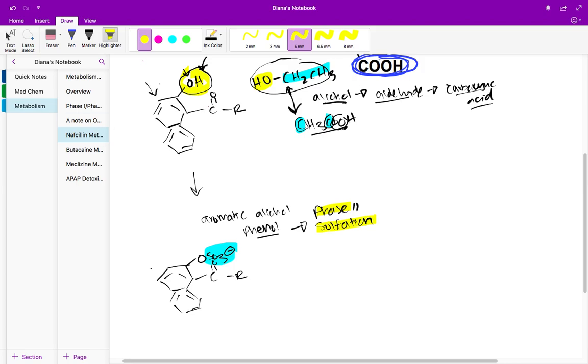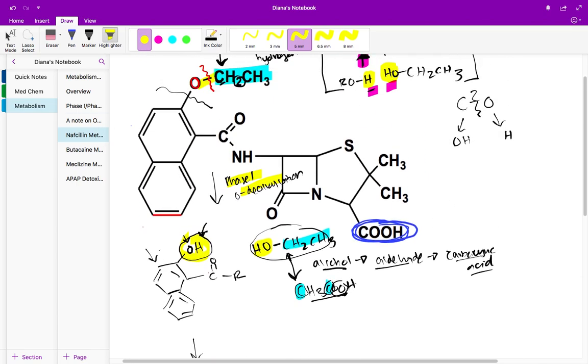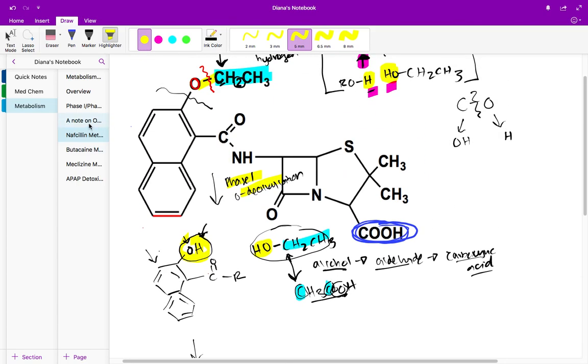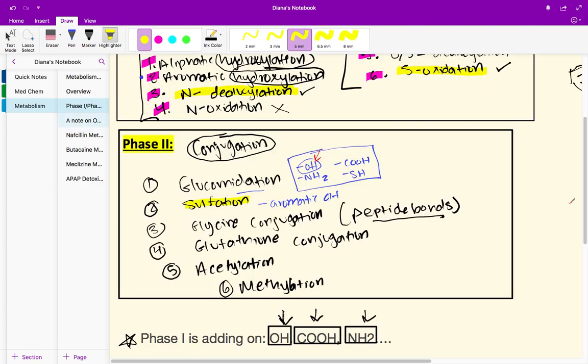So now we're going to talk about another reaction called glycine conjugation. Glycine conjugation happens when you have a COOH. Whenever you have a carboxylic acid, COOH, you can do glycine conjugation, because glycine conjugation is basically when you form a peptide bond between the COOH on the molecule and a glycine.